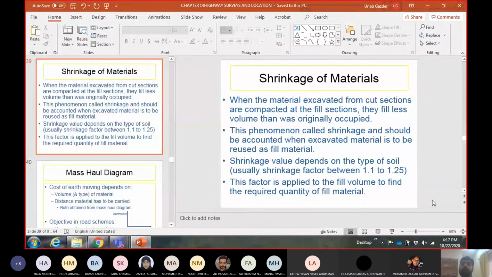So there are different types of soils which have more or less shrinkage value. The shrinkage factor depends upon the type of material which you will bring on the site. If it is hard rock, then the shrinkage is less. If it is loose soil, the shrinkage is more, and so on. So if you know the type and quality of material, you can find out what the shrinkage factor value should be.